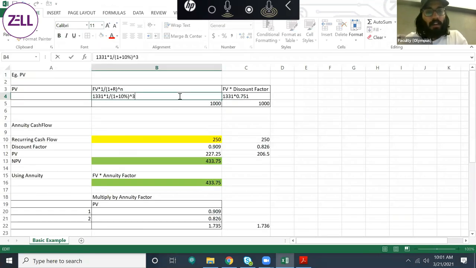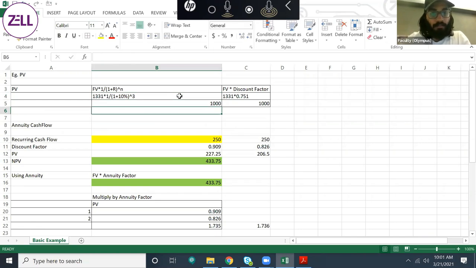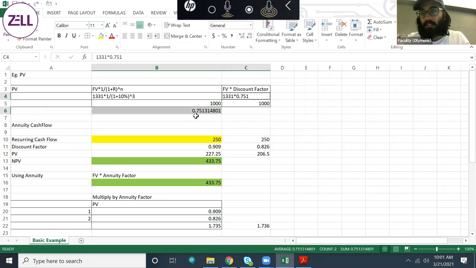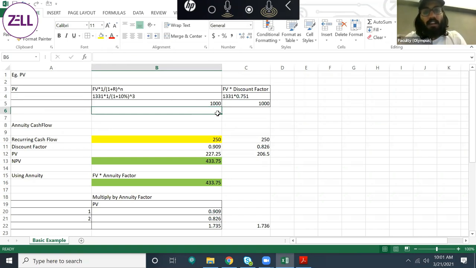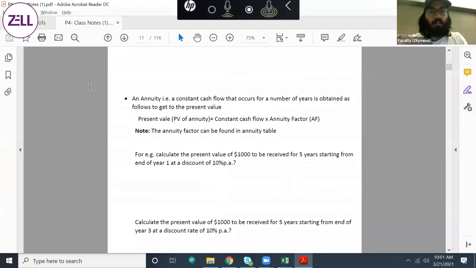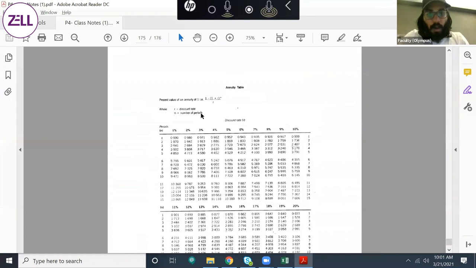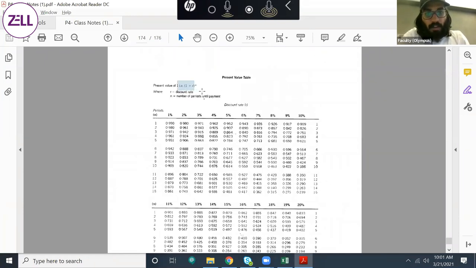1 divided by 1 plus R, right? The discount factor given behind is nothing but this. I'll just show you. Can you see this number? 0.751. So 1 divided by 1 plus r raised to n is nothing but the same thing. Even if you go to the table above, you'll see the formula they have given is 1 divided by 1 plus r raised to n. Clear?